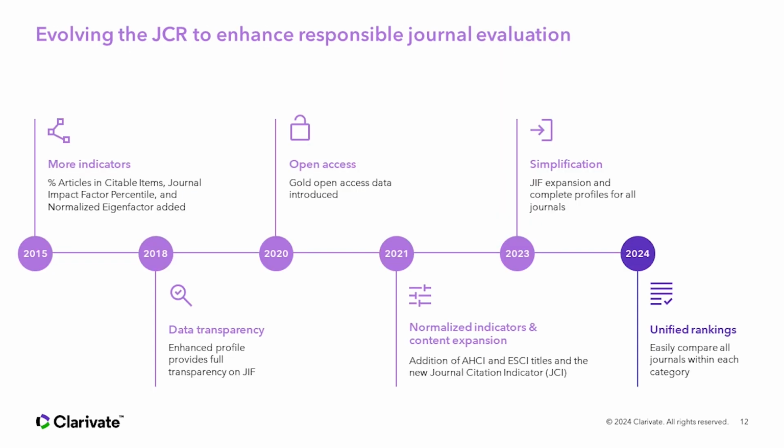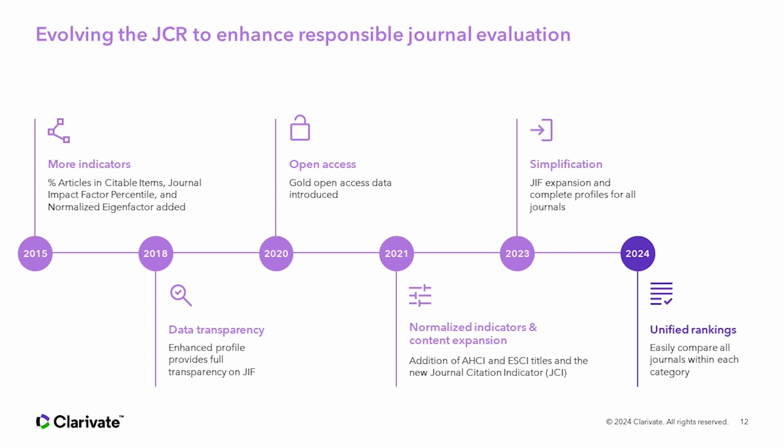For those of you who have used Journal Citation Reports in the past, you might have seen some changes already. Journal Citation Reports is something that evolves quite a lot each and every year. Starting from 2015, for example, we introduced more indicators. In 2018, more data transparency for each and every journal. In 2020, we introduced more data related to open access. In 2021, introduction of normalized indicators, and we expanded the content, so journals indexed in Arts and Humanities and Emerging Sources Citation Index received their journal citation indicator.